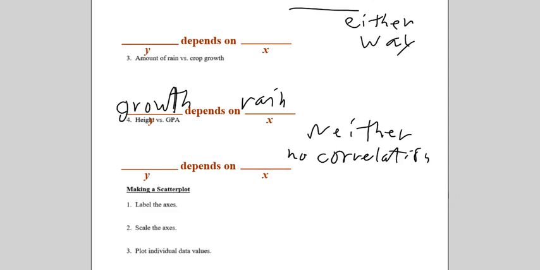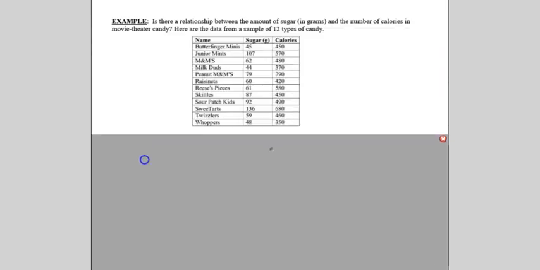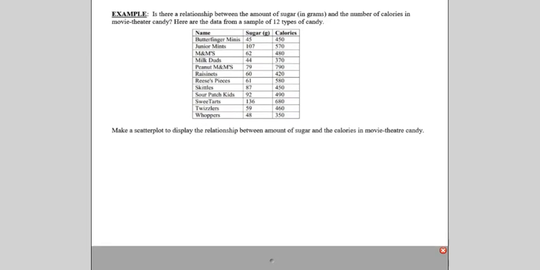All right, so how will we go about making a scatter plot? You label your axes, scale the axes, which means put numbers on them, and then you plot the individual data. For this one, this is always much easier with graph paper. We're not doing this to be specific, exact.